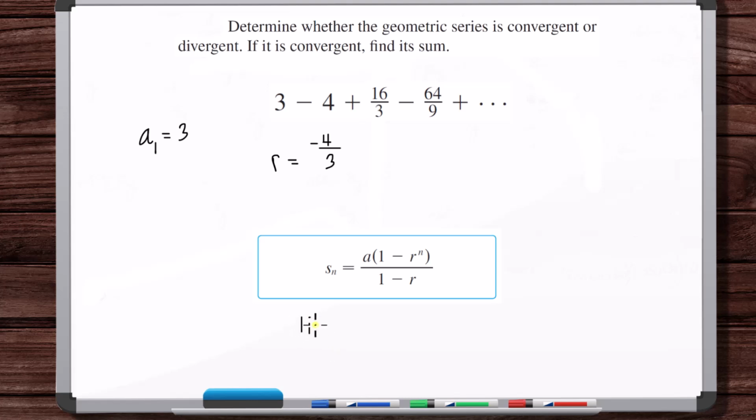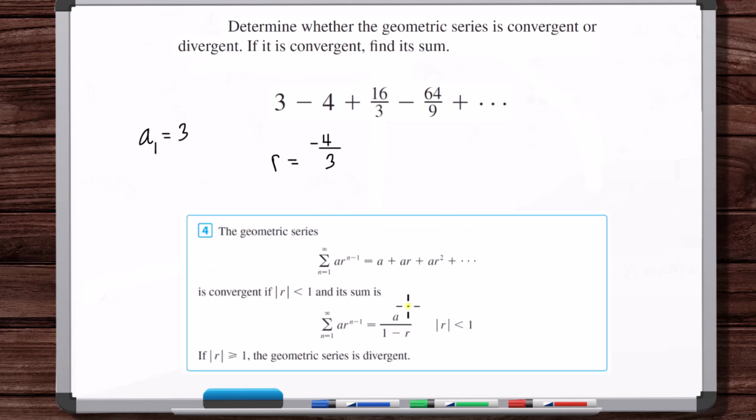And if we take the limit as n goes to infinity of this, well, you can see if the absolute value of r is greater than 1, this whole thing balloons to infinity, right? Because 1 minus r is a constant, so this just gets huge. If the absolute value of r is less than 1, then as n goes to infinity, r to the n goes to 0. So 1 minus 0 goes to 1. You're left with a over 1 minus r, which is this.